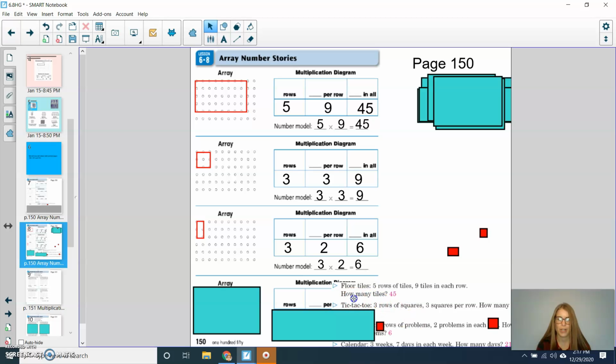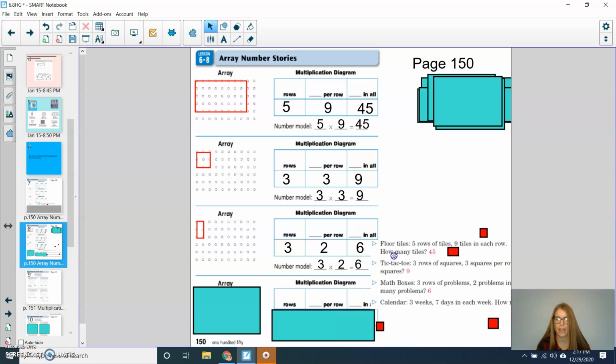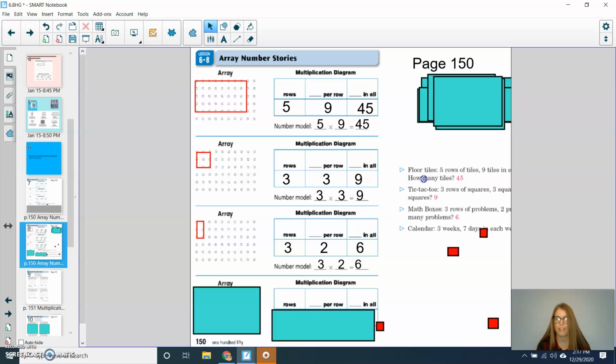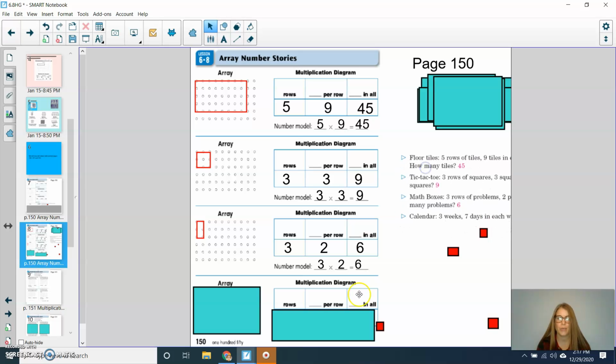For our last one, we're thinking about a calendar. So this one we have 3 weeks and we have 7 days per week, and we're trying to figure out how many days in all. So again, you have 3 weeks, 7 days per week, and how many days in all? Press pause and play when you're ready to check.